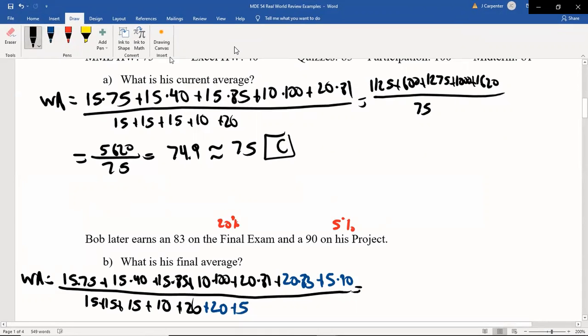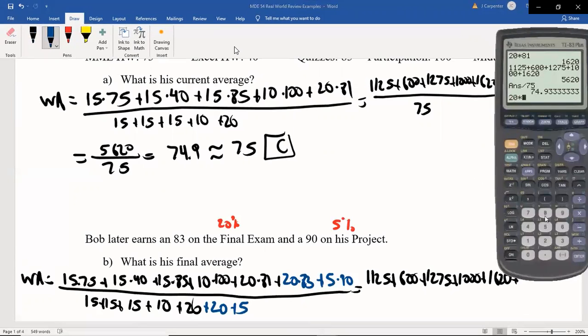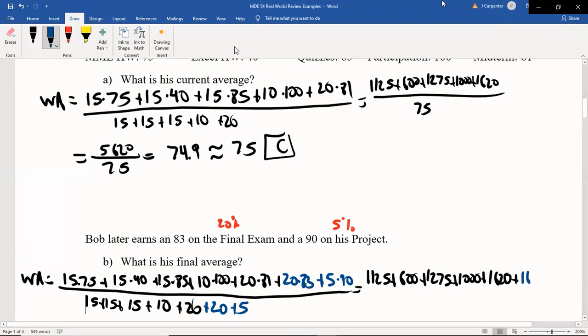Now all the black numbers are still going to be the same for the top, so that's going to be 1125 plus 600 plus 1275 plus 1000 plus 1620 plus, but now we have the 20 times 83, which is going to be 1660, and then the 5 times the 10 is going to be 50. So 1660 and 50 will be new numbers, and then all over.